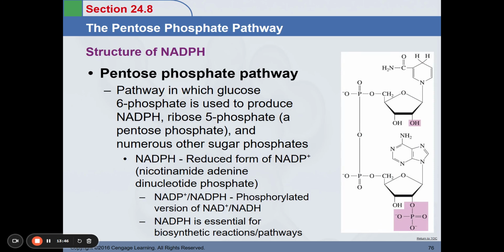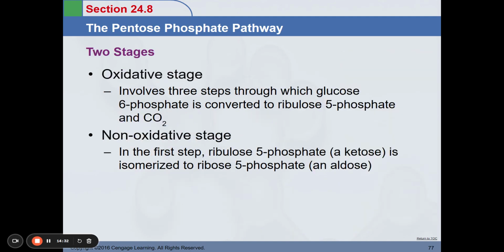Okay, so this is the structure of NADPH. This PPP is a pathway in which glucose 6-phosphate is used to produce NADPH, ribose 5-phosphate and numerous other sugar phosphates. So NADPH is a reduced form of your NADP, or your nicotinamide adenine dinucleotide phosphate. NADP and NADPH are phosphorylated versions of NAD and NADH, meaning they have an additional phosphate group on the base. So NADPH is essential for biosynthetic reaction pathways.